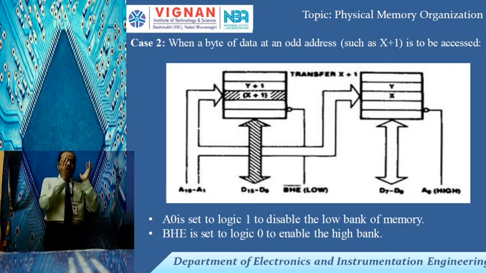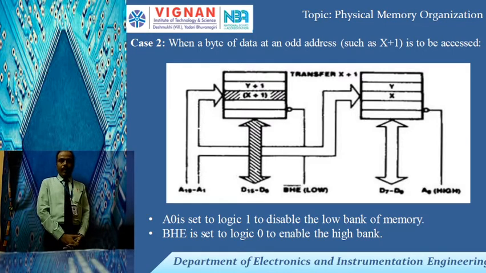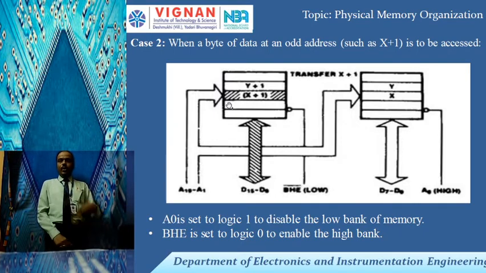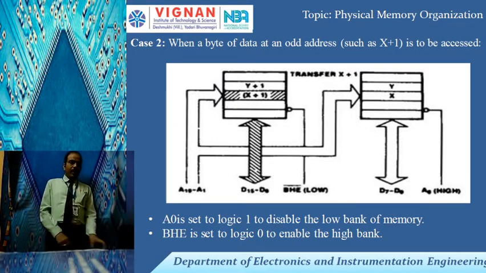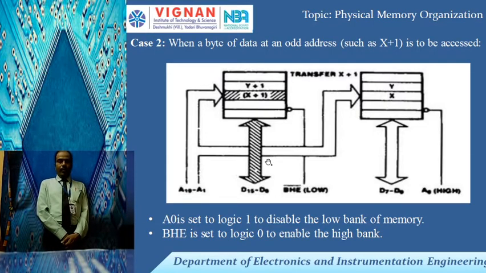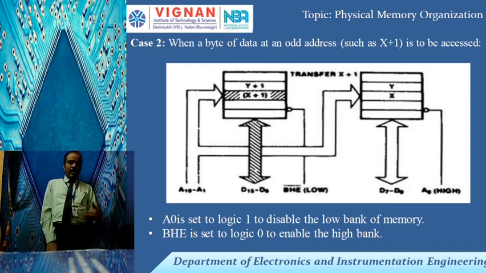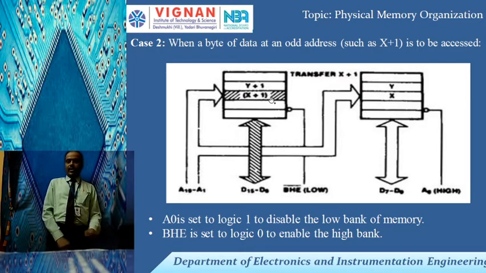So by setting these two signals, BHE bar equal to 0 and A0 equal to 1, we can enable only the odd address bank, and through A1 to A19 the address of the data, that is x plus 1, is located, and by using this data bus we can access the data. We can write or we can read the data. A0 equal to 1 is already saying that it is an odd address, so the remaining A1 to A19 can specify this particular address.